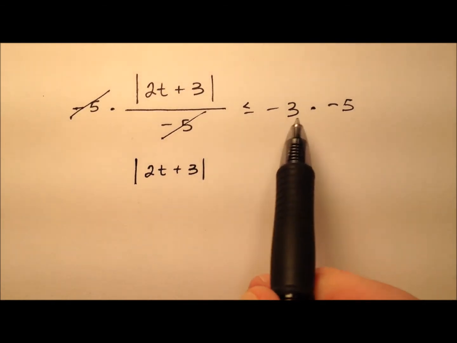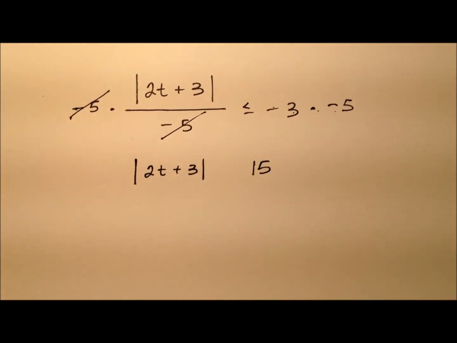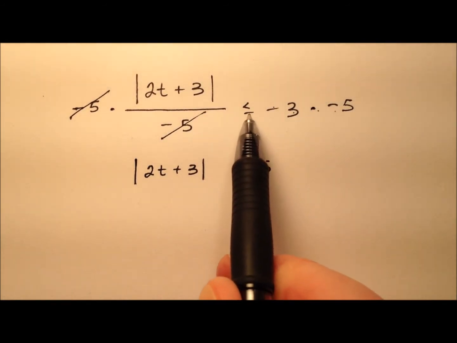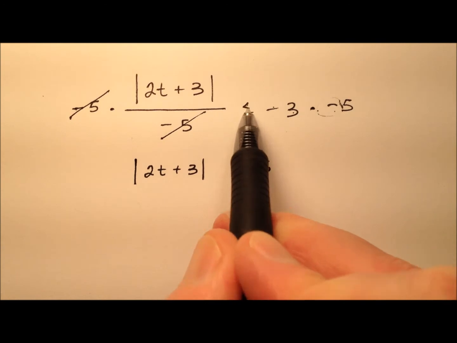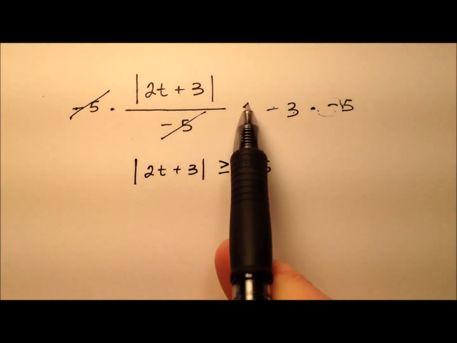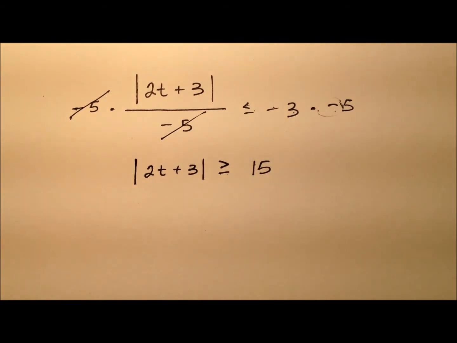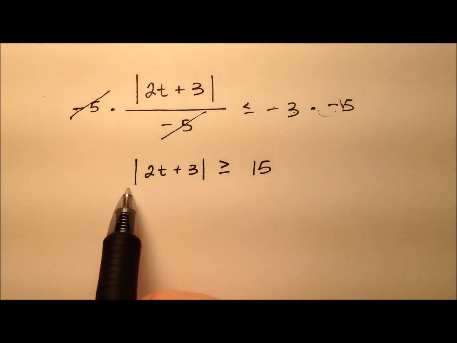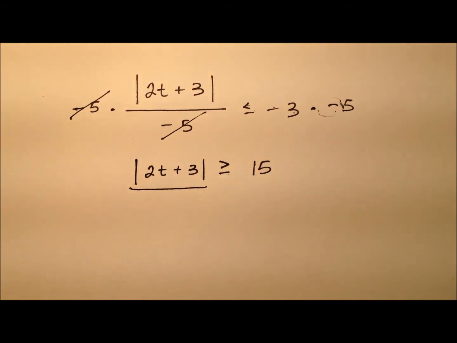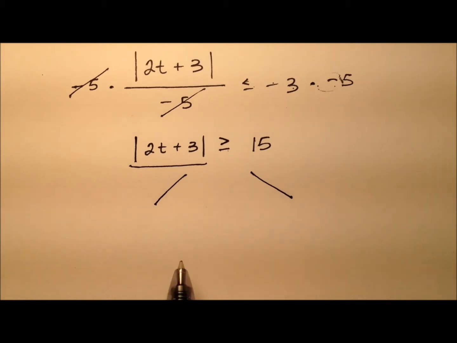On the right side, -3 times -5 will be 15. But because we multiplied an inequality by a negative, I need to flip the sign of the inequality. So instead of being less than or equal to, now it's going to be greater than or equal to. Now that I have my absolute value expression isolated, I can divide it up into two separate inequalities.